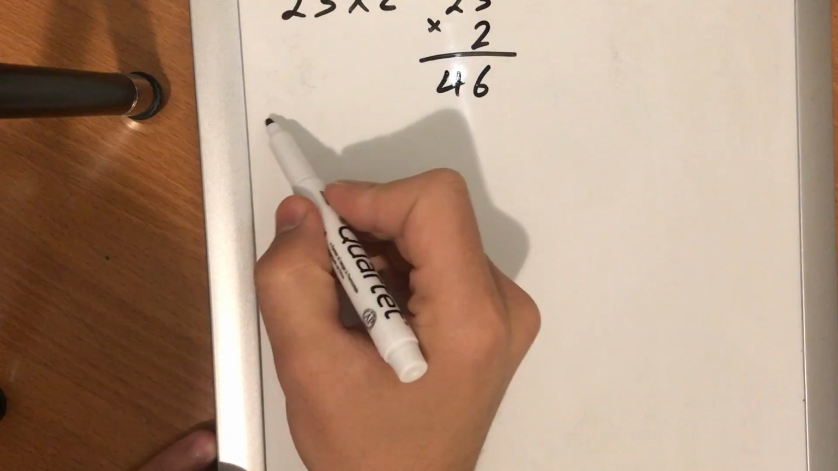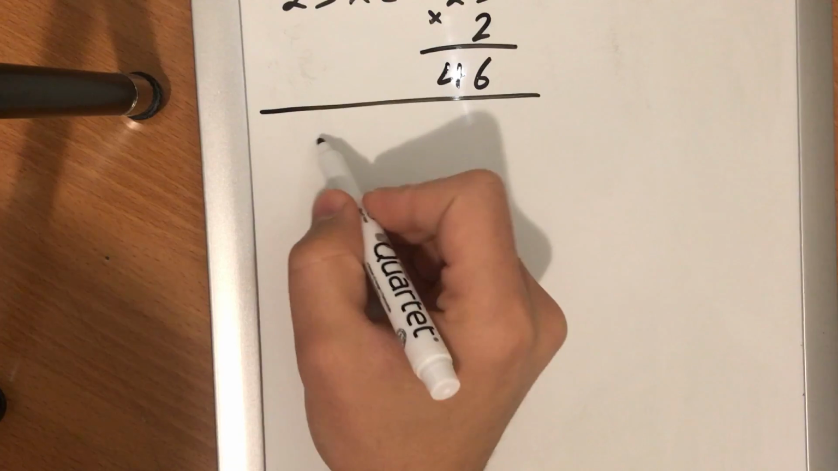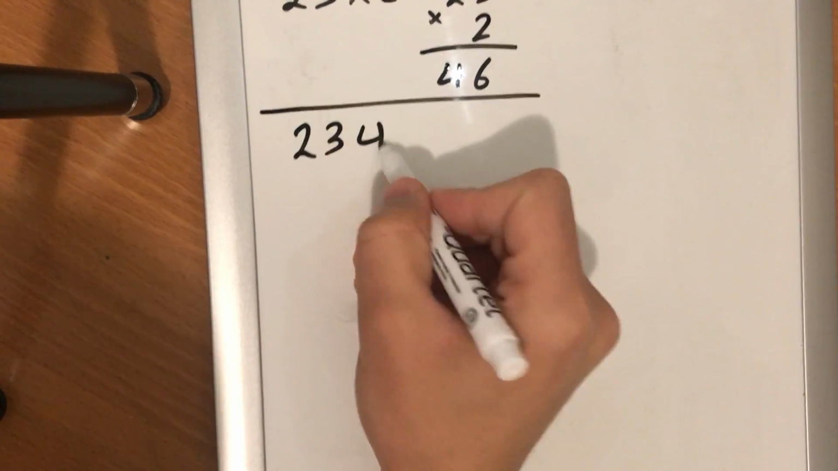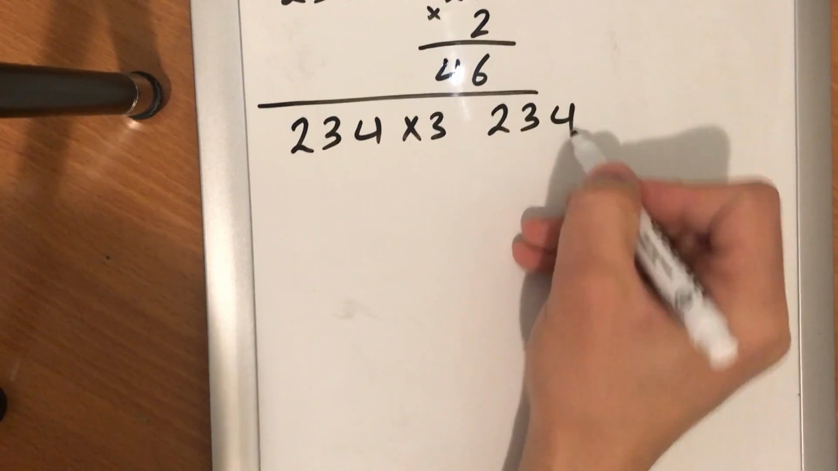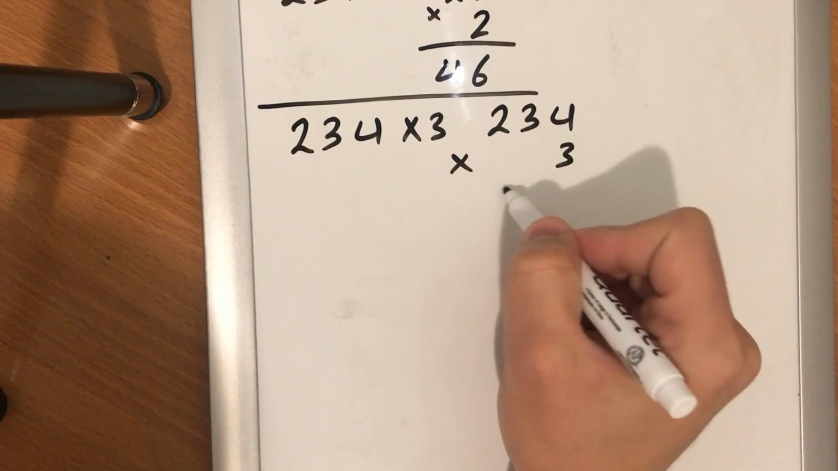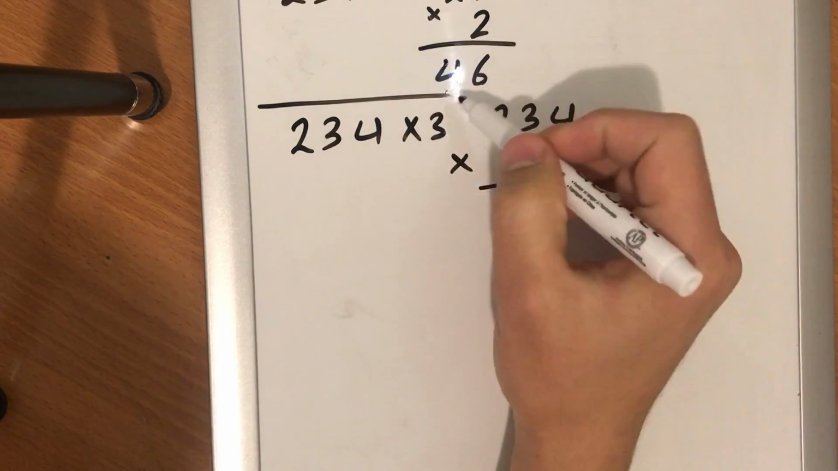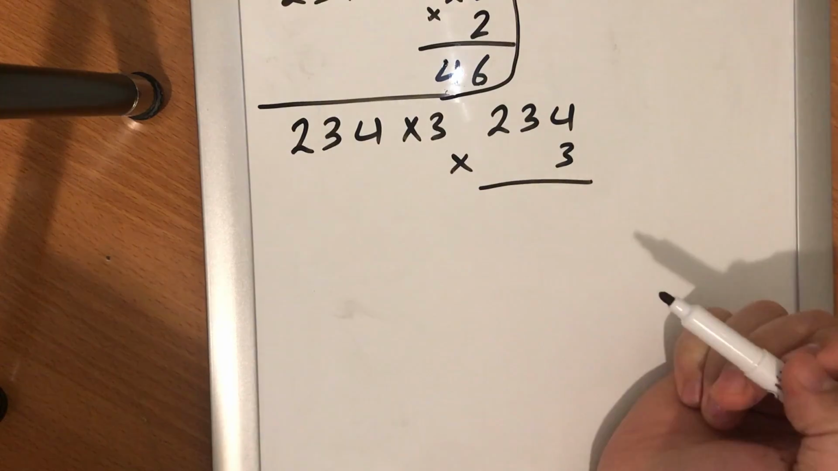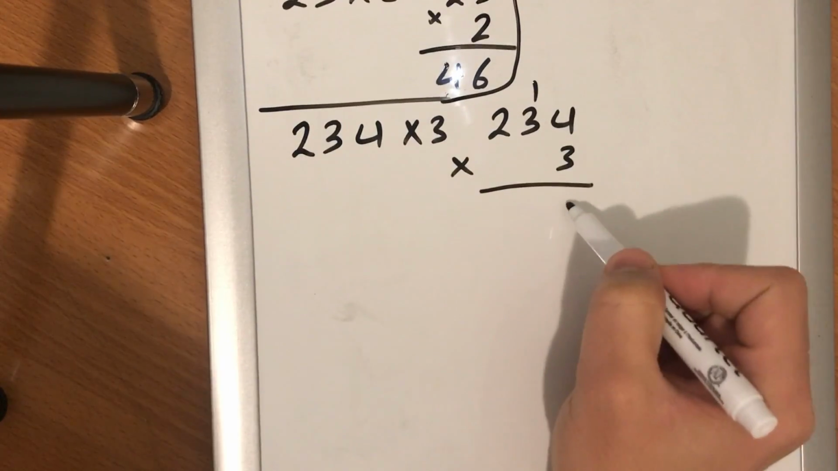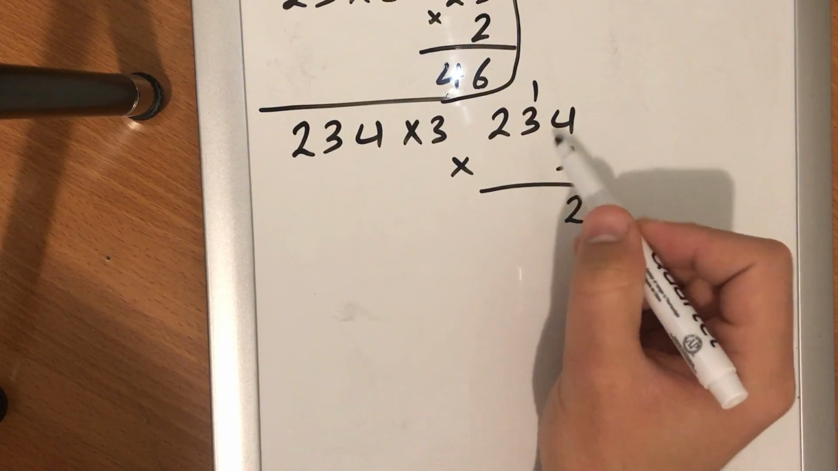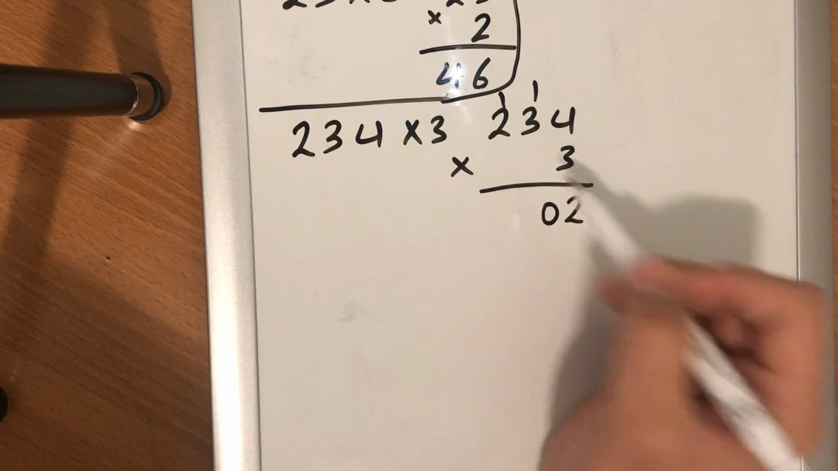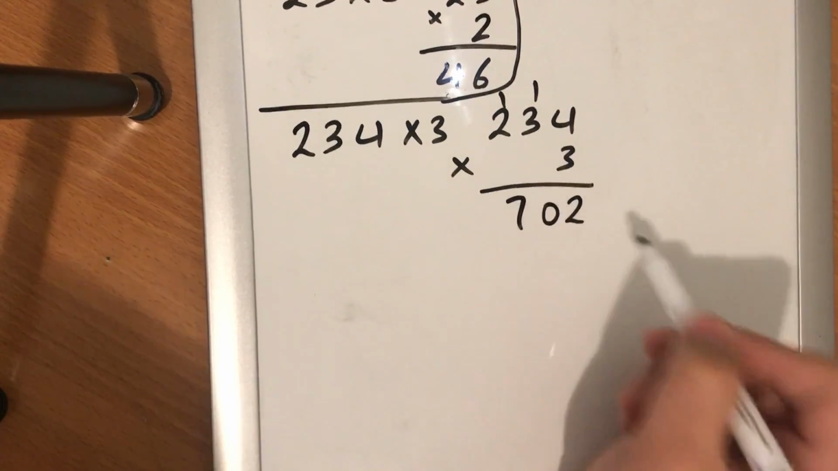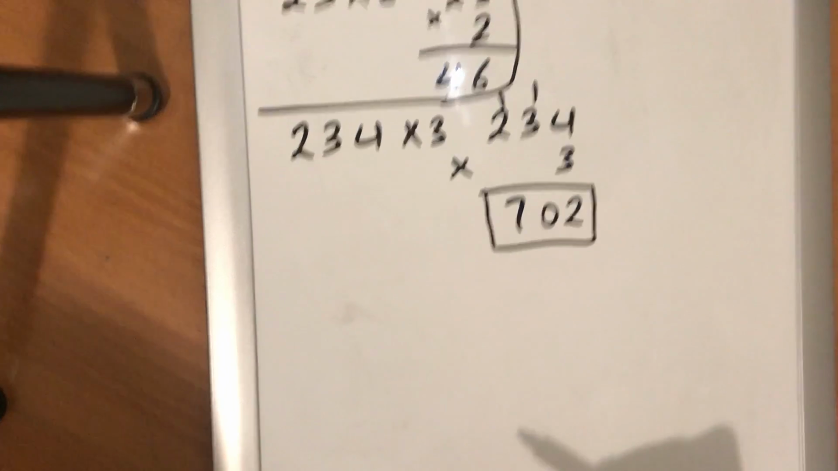So we have something like this. If I have 234 times 3, and then let me erase this because I might need the space. 3 times 4 is 12. 3 times 3 is 9 plus 1, that will give you a 10. 3 times 2 is 6 plus 1, that will be a 7. So the answer is 702.